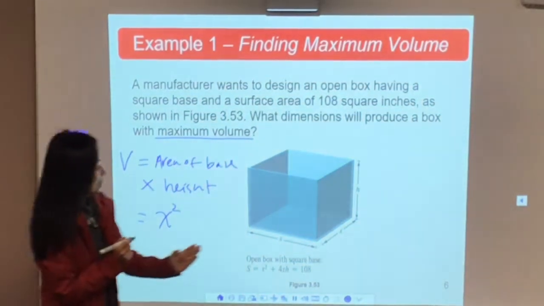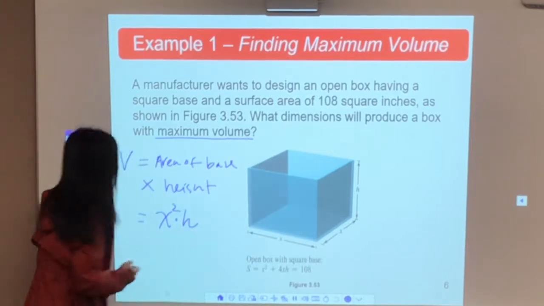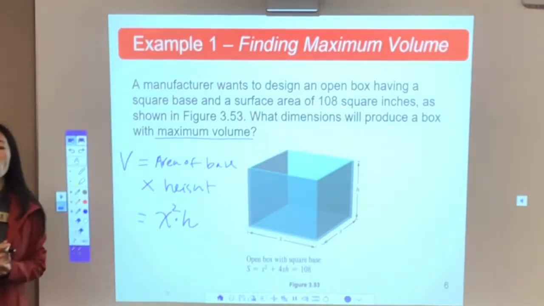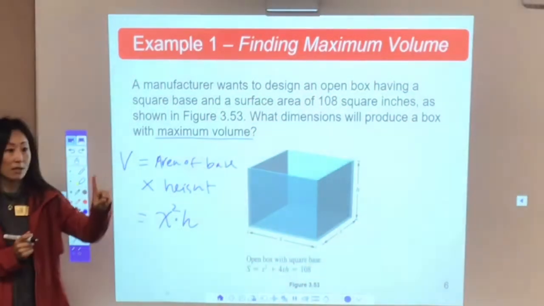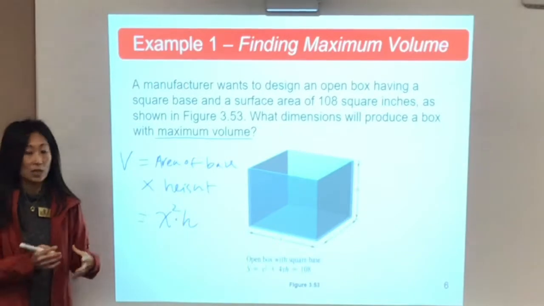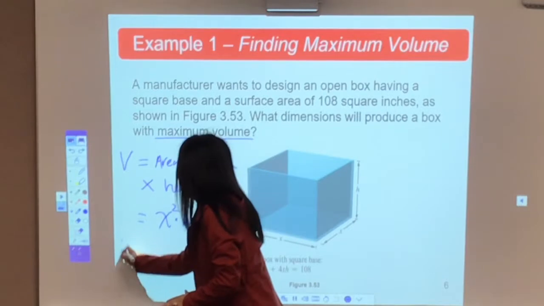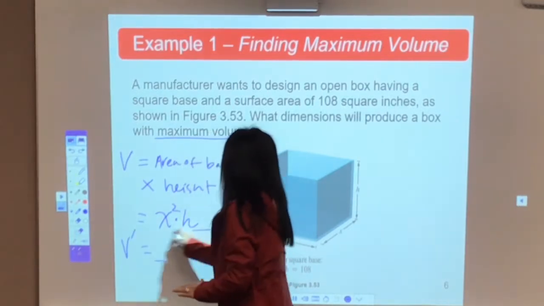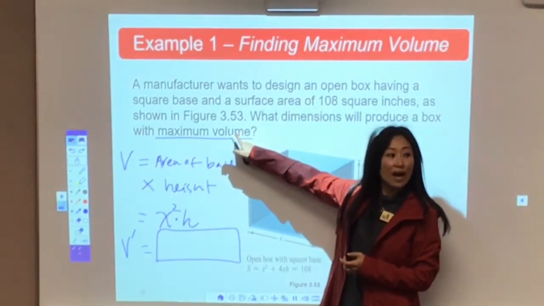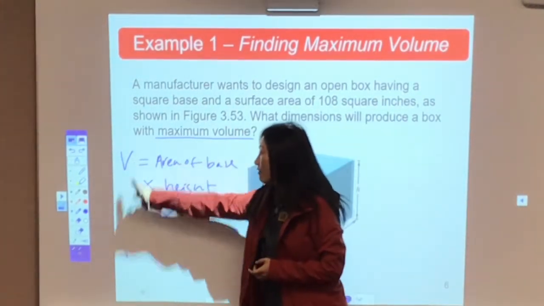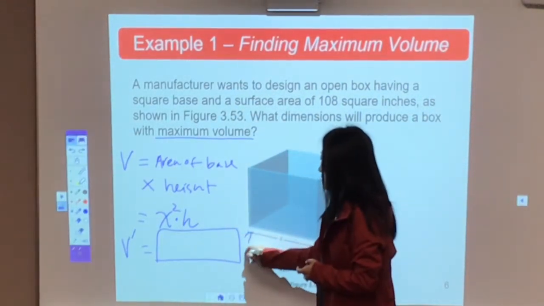What's my height? H. Are you with me, class? So now I have two variables. That is a problem, because I want one equation with only one variable. So I need another equation. I need to take the derivative of this, because it says I want to find the maximum volume. So I have to take a derivative of the volume to get V prime. This is what I want.